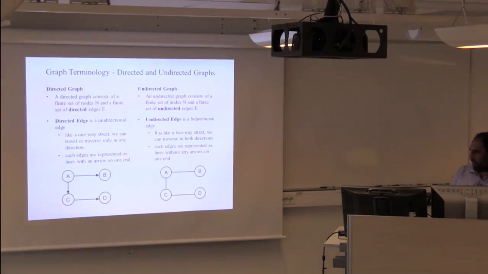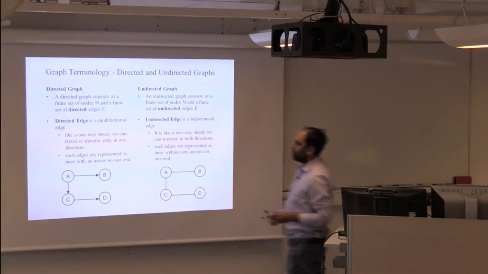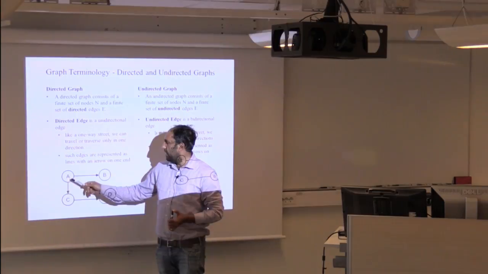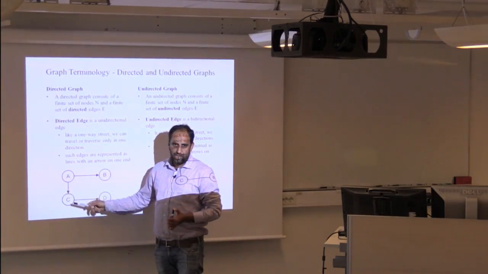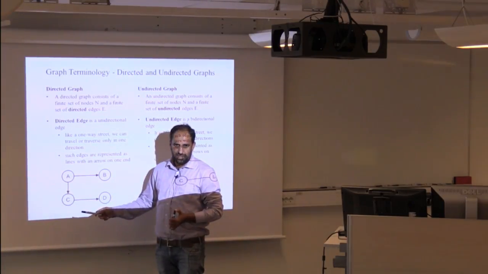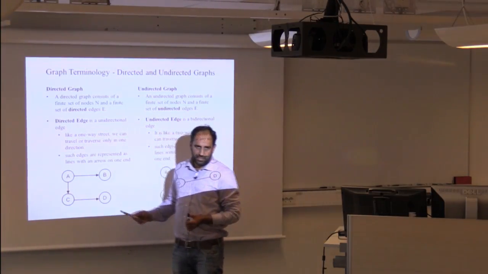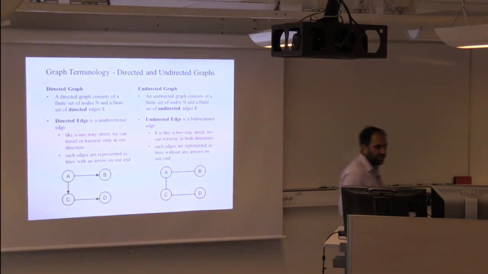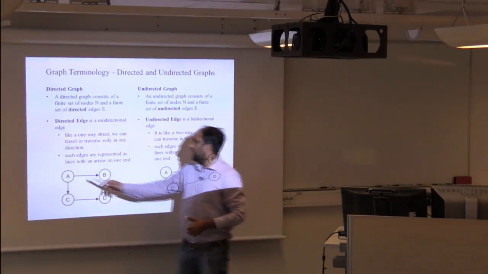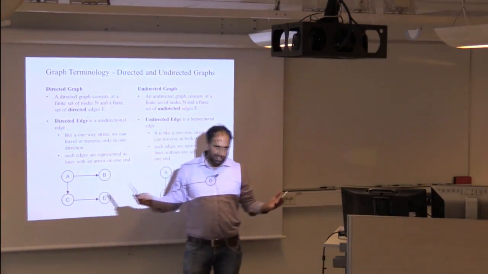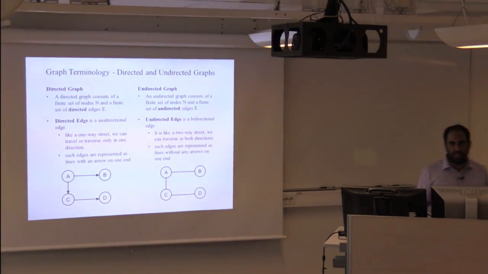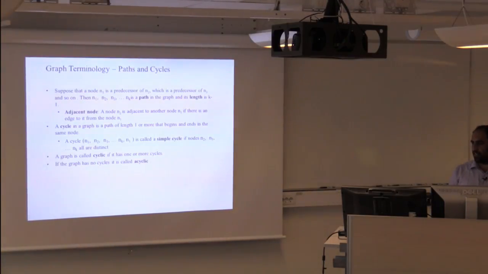Then we have adjacent nodes. If you look here, the nodes which are directly connected with edges are the adjacent nodes. If there is an edge from one node to another node, then these two nodes are adjacent. So A and C are adjacent, but A and D are not adjacent because there is no direct edge between them. There is a reachable path between A and D, but they are not adjacent. The concept of adjacency is like a neighborhood. If you have a direct neighbor, then these are adjacent nodes.